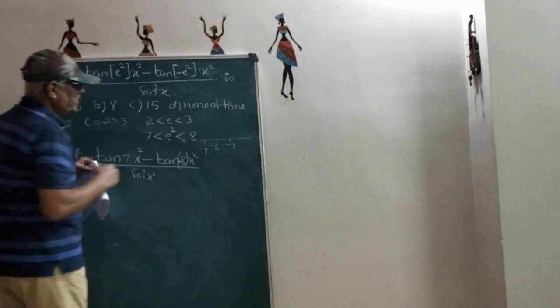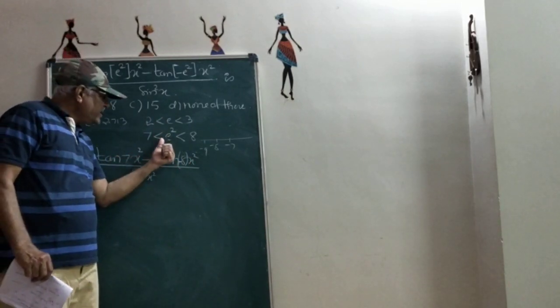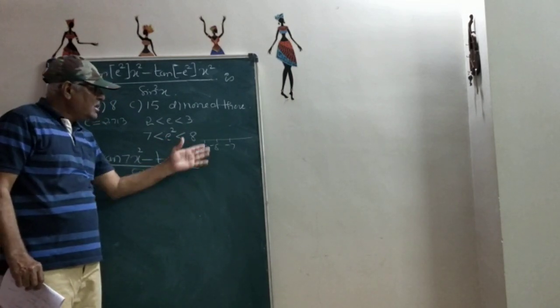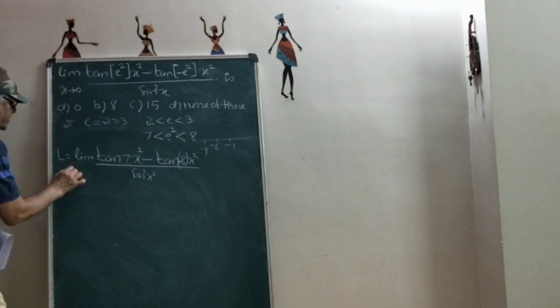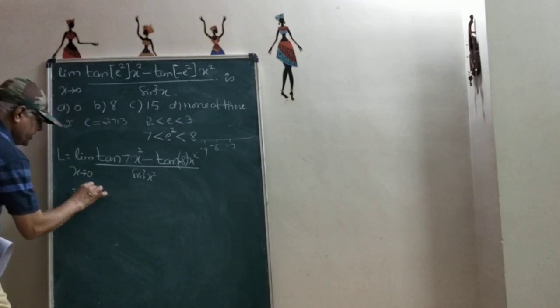If you take 7 is less than e square and e square is less than 8, minus e square means what? That is minus 8. Less than minus 8, the integer you have taken is minus 8. As x extends to 0, that's equal to limit of.